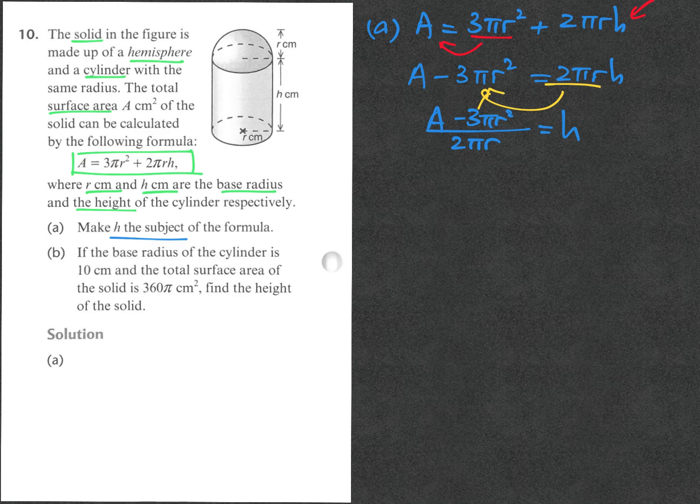The most important thing I also mentioned in the lesson is, when you do change of subject, don't care too much about left-hand side, right-hand side. Because the thing we should be focused on is to find out the letter singly on one side. It may be on the right, like in this question, or it may be on the left-hand side. So once you get the single h, you can rewrite it as A minus 3 pi r squared divided by 2 pi r. And we successfully generate the formula, having h to be the subject.